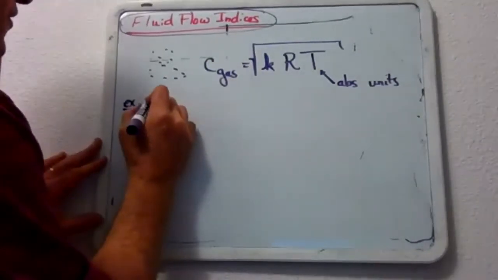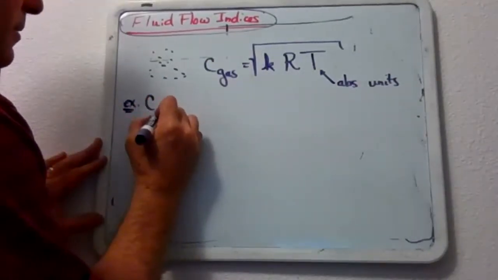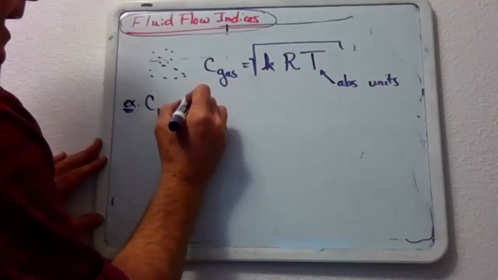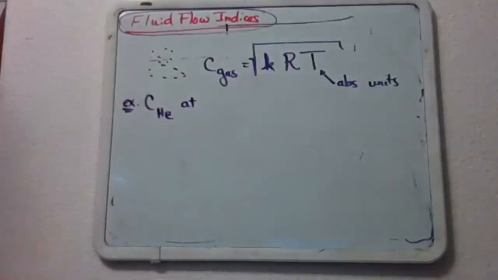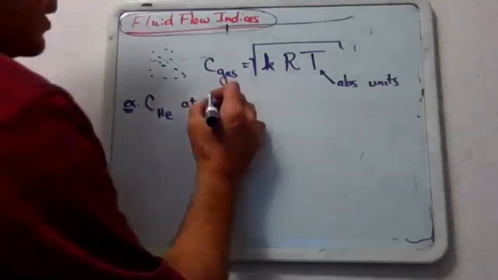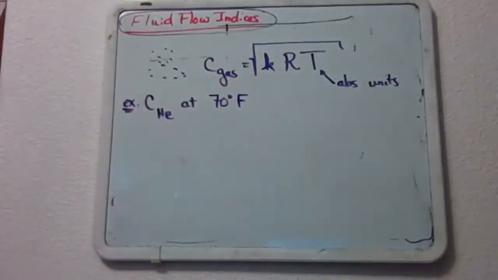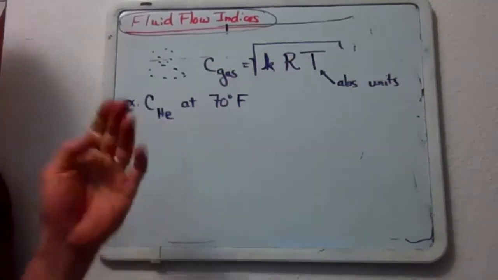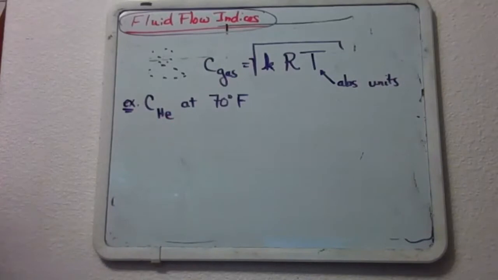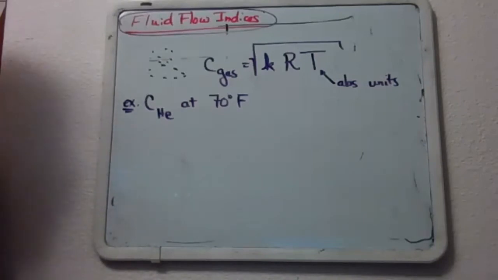Let's figure out C for helium, okay, at an easy temperature. So let's say 70 degrees Fahrenheit. Okay, it's just plug and chug. Pull out your tables. This should be like money in the bank if it's on test 2, okay? Hey, I can do this. I can work through it really quickly. First time through, take your time, find the values from the table, get the units from the table. Let's see if it all works out. I'm going to be doing it myself.